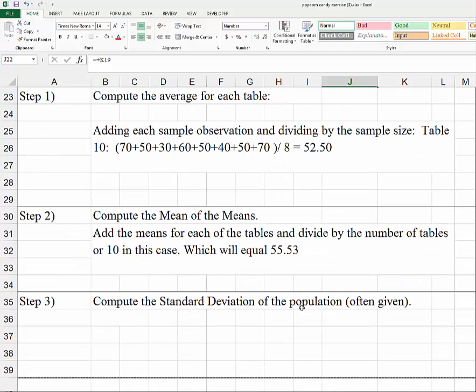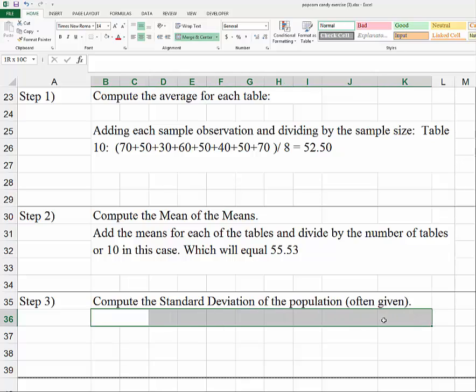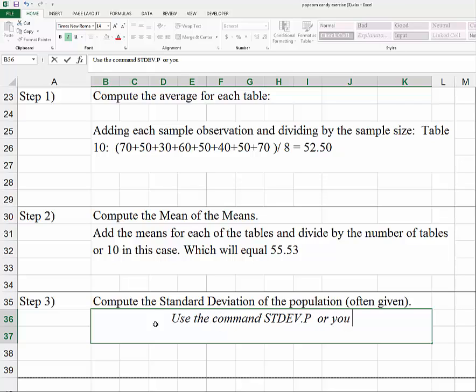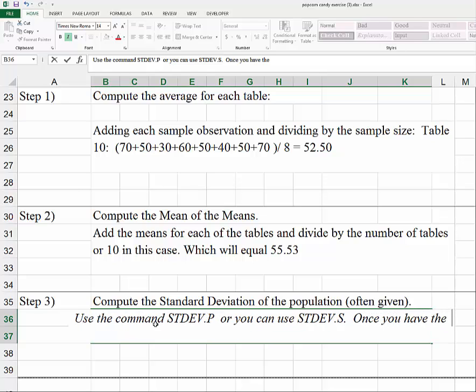Compute the standard deviation of the population. So in this case, we're going to use this method I just showed you. STDEV.P, or you can use .S. It's not going to matter. Once you have the population standard deviation, which it has a special notation.